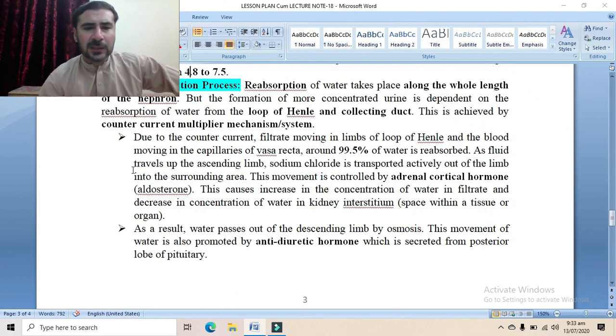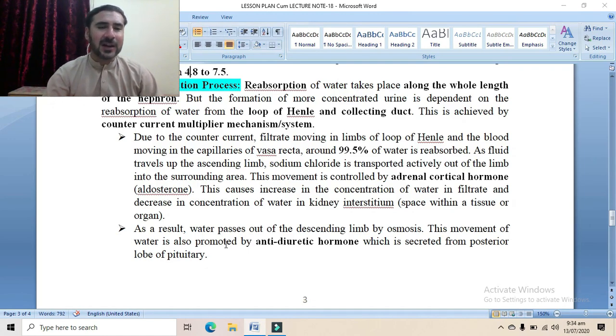So as the fluid travels up the ascending limb, sodium chloride is transported actively out of the limb into the surrounding area, into that space which we have seen diagrammatically. This movement is controlled by the adrenal cortical hormone, aldosterone. Now this message is transmitted for the concentrated urine formation by two hormones. Two hormones are basically involved. One is this adrenal cortical hormone and the other is ADH, antidiuretic hormone.